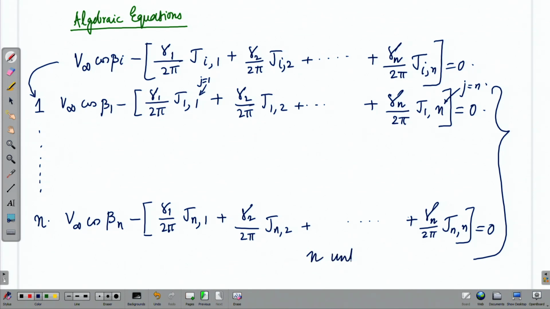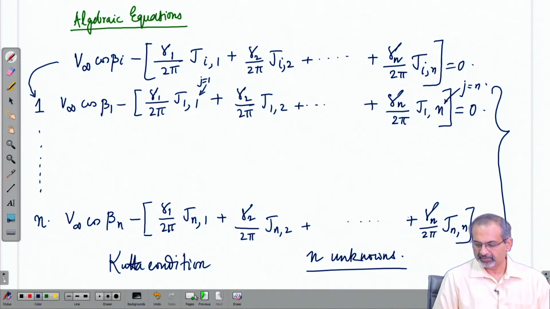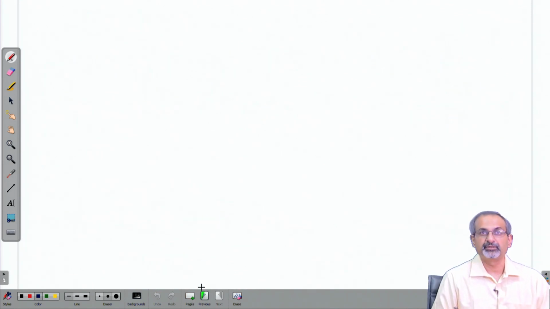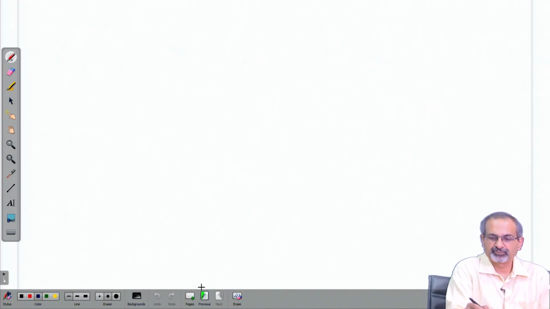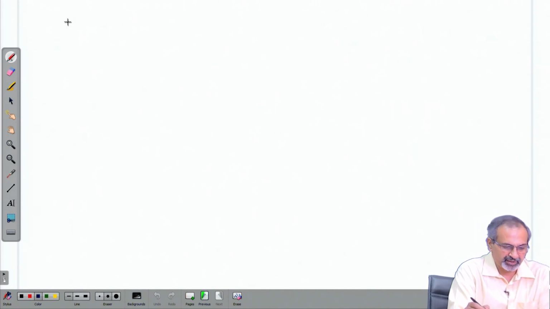N unknowns. So, you have exactly the same number of equations as the unknowns that you have to solve the problem, and it appears to be a very straightforward exercise, but then you have not implemented Kutta condition yet, and that basically turns out to be a problem, because then you will have an additional equation. So, you will have n plus 1 equations to solve n unknowns. So, it is basically an over determined system.